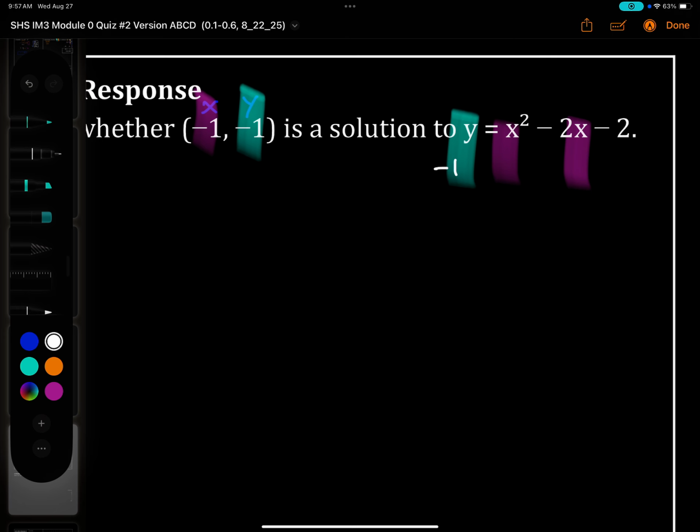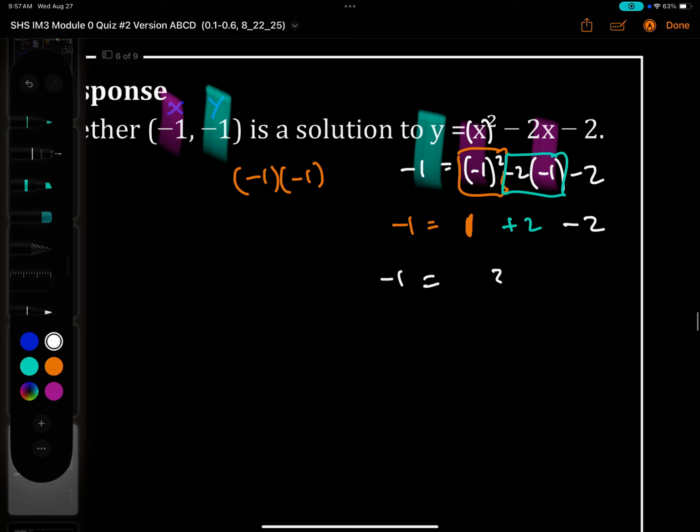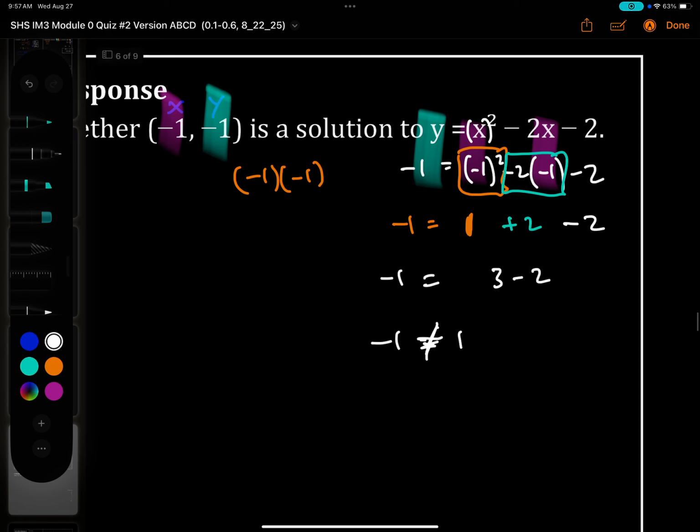So I have -1 equals, remember you can put parentheses around there if you need to, -1 minus 2. So x values were -1, y values were -1. Okay, -1 squared is this. That'll become +1. -2 times -1 is +2, and then you have the -2 here. Okay, so I have -1 left to right, adding, subtracting, and -1 is not equal to -1, so this would be false as my answer. They are not equal.